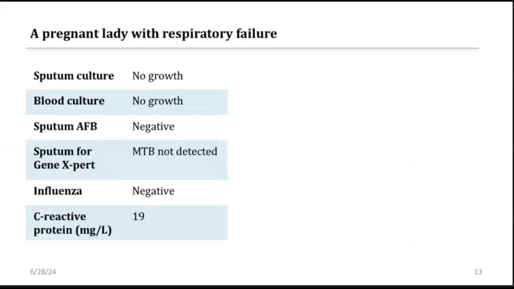Right, keeping in mind these differential diagnoses, we reviewed the investigations. By that time, we had received the cultures. Sputum culture, there was no growth. Blood culture, no growth. Sputum may be negative. GeneXpert, MTB not detected. Influenza also negative. And repeated urgent CRP was 19. Previously, it was around 50. Right.